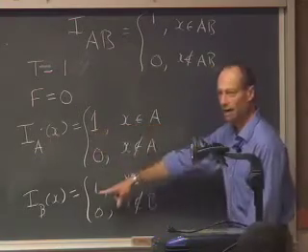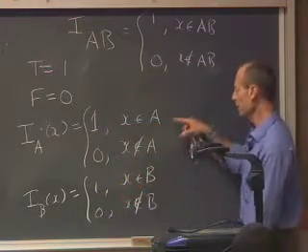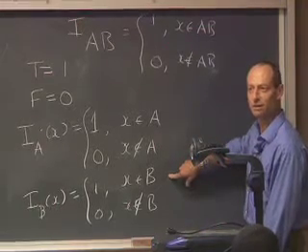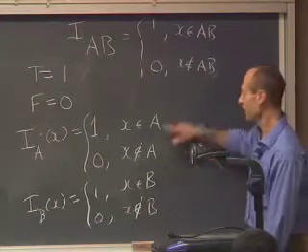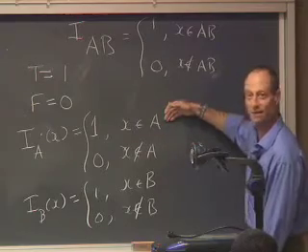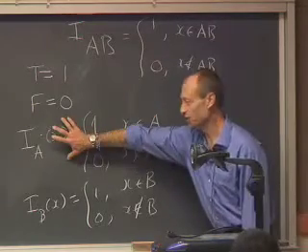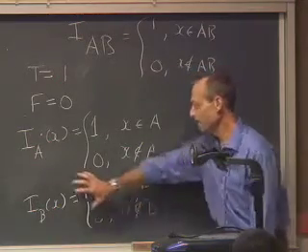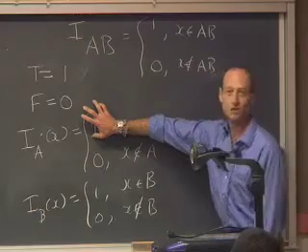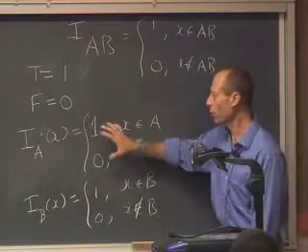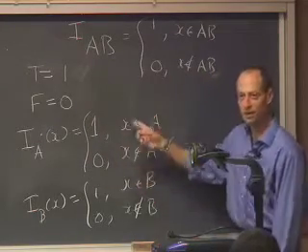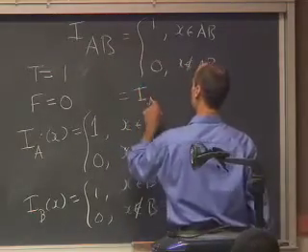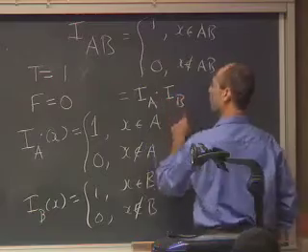Okay, IA times IB is going to be equal to 1 if x is in both A and B, and otherwise it's going to be equal to 0. Because if you're not in A, then IA is going to be 0, and 0 times whatever gives you 0. If you're not in B, then this is going to be 0, and 0 times whatever gives you 0. You're only going to get 1 if you're in both of them. So I_AB is, in fact, equal to IA times IB.